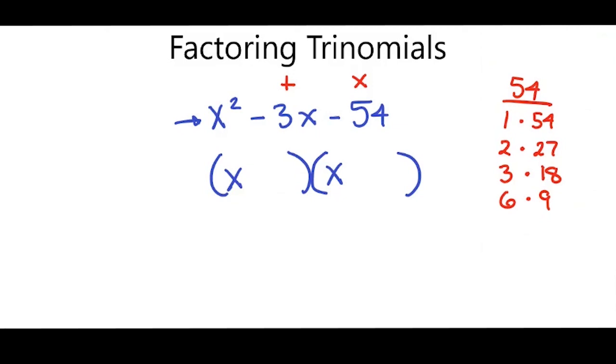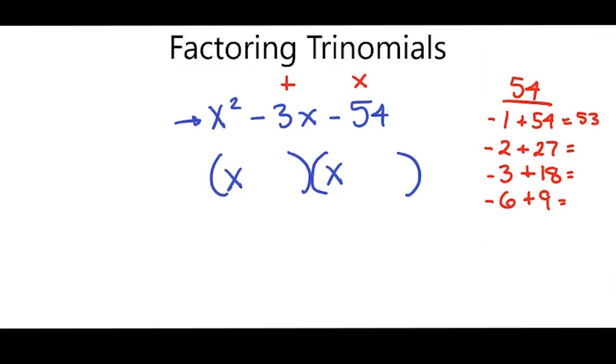So remember, to get a negative number, one of them needs to be negative. So let's try making the first one negative, okay? So here we go. And if I add these together, negative 1 plus 54, negative 2 plus 27, negative 3 plus 18, and negative 6 plus 9, well, negative 1 plus 54 is 53, positive 53.